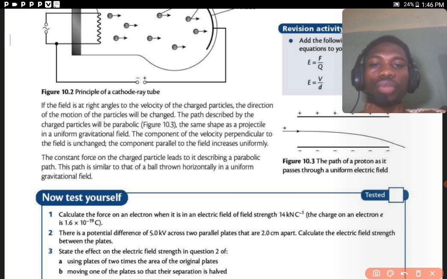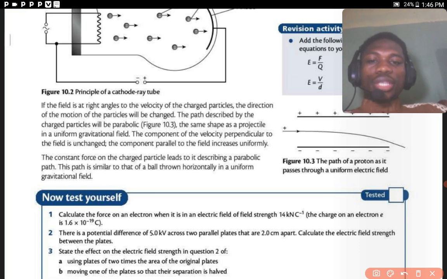All right. Now, the constant force on the charged particle leads to it describing a parabolic path. The path is similar to that of a ball thrown horizontally in a uniform gravitational field.